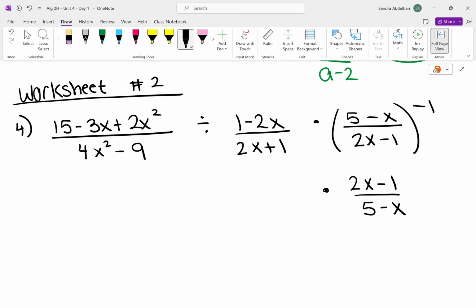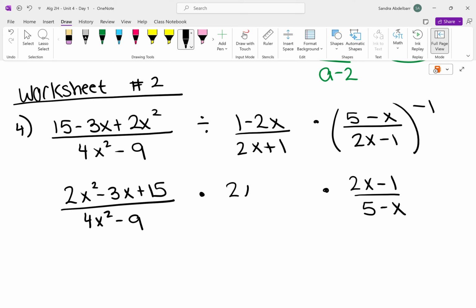Okay, and then sort of simultaneously, I want to put this top one in descending order, but I'm also going to do keep, change, flip. So are we all okay if I do that all at the same time? So this is going to be 2x squared minus 3x plus 15 over 4x squared minus 9. So keep, change, and then flip.